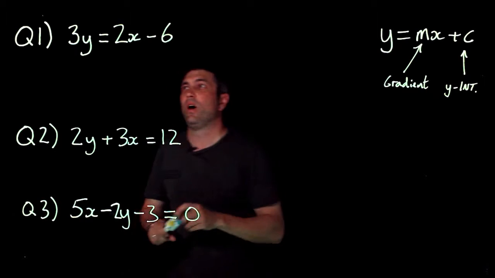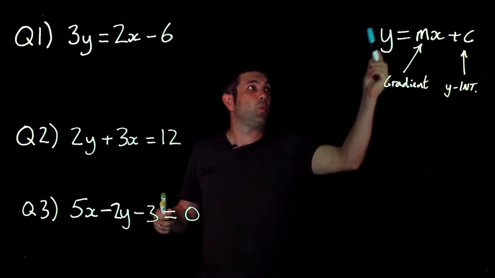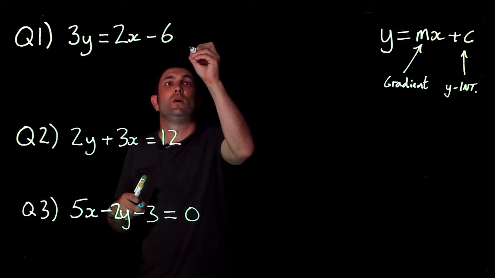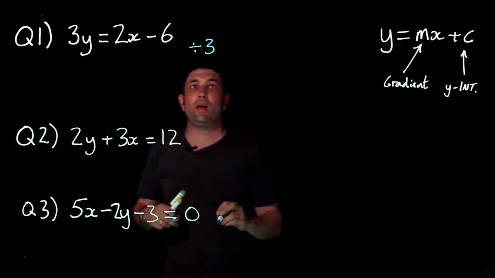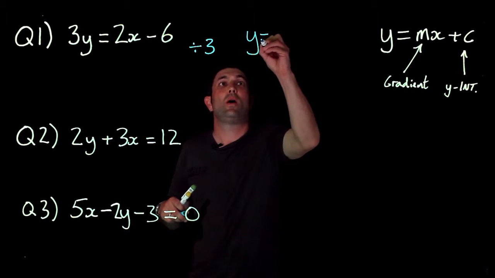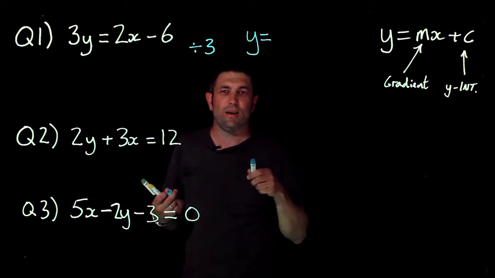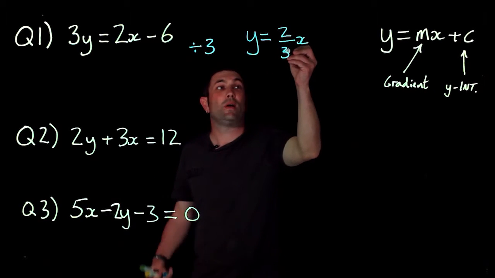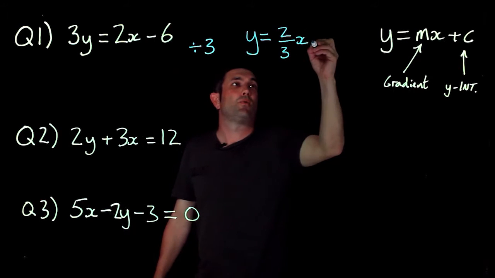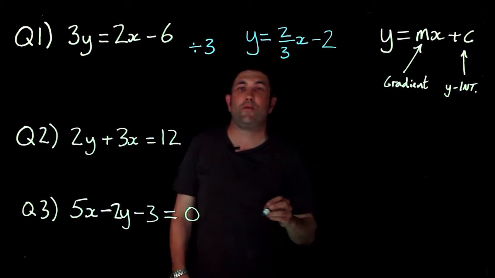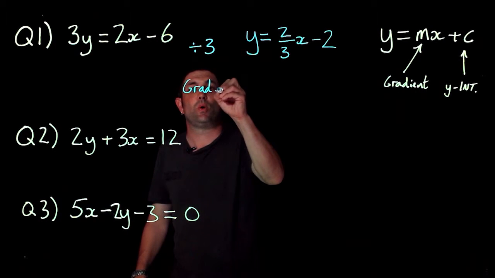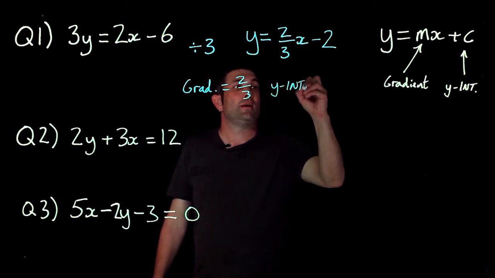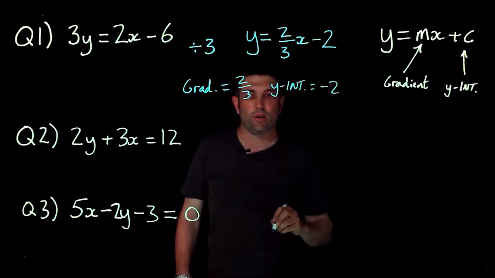Now, if I look at this first one, I haven't got 1y, and I want 1y. I've got 3y, so how do I get 3y down to 1y? Well, all I'm actually going to do is divide everything by 3, and so I end up with y equals, now 2 divided by 3 isn't that nice, is it? But with these, you can probably just leave it as a fraction and put the 3 at the denominator of the fraction. 6 divided by 3 is nice and easy, however, that's 2. So therefore, the gradient of this first one is 2/3, and the y-intercept is -2. Don't forget that negative in front of the 2 there.